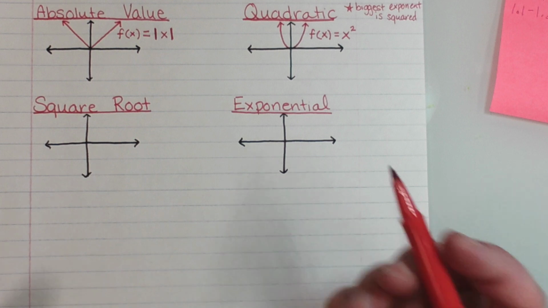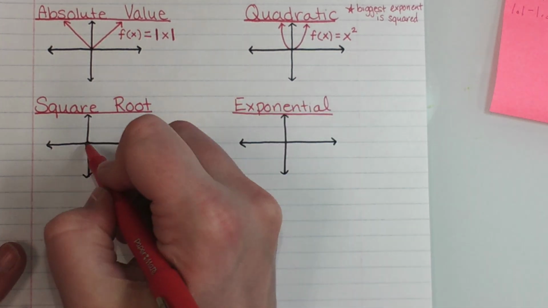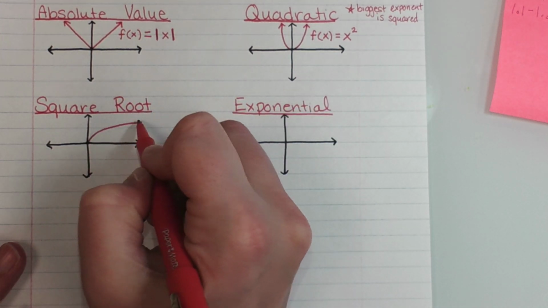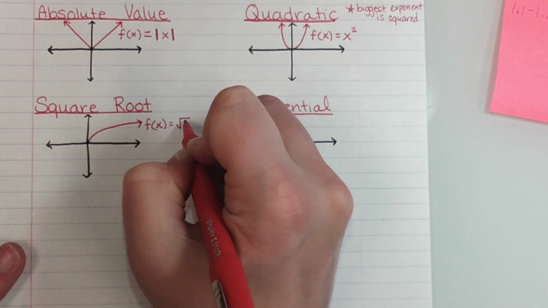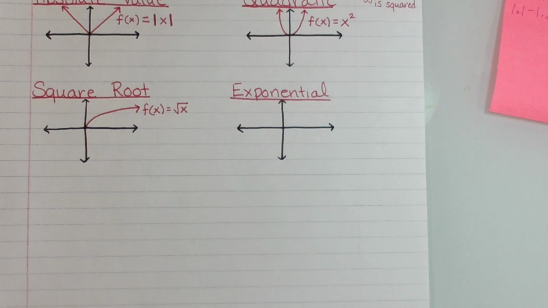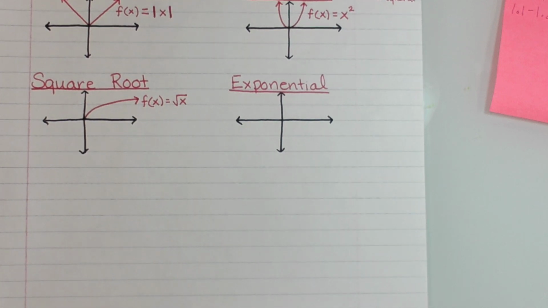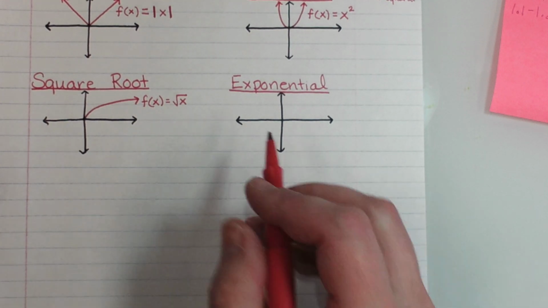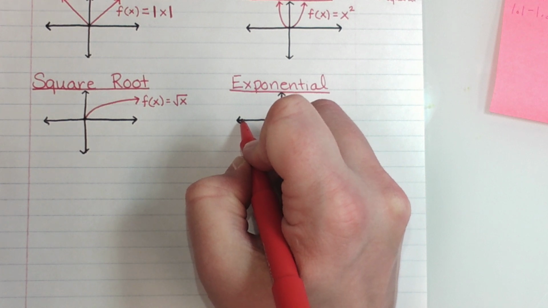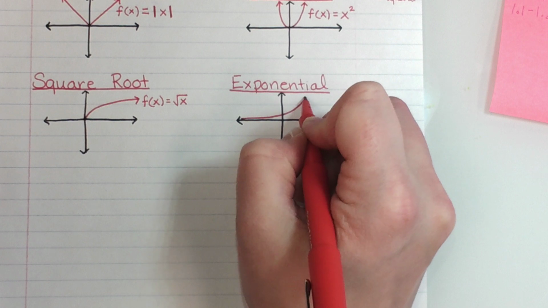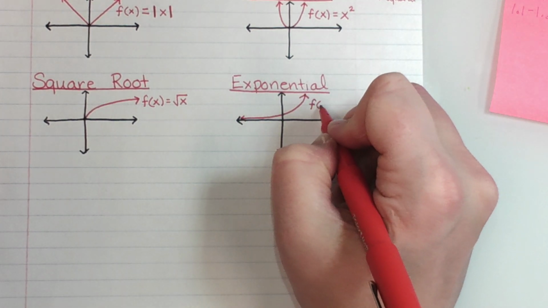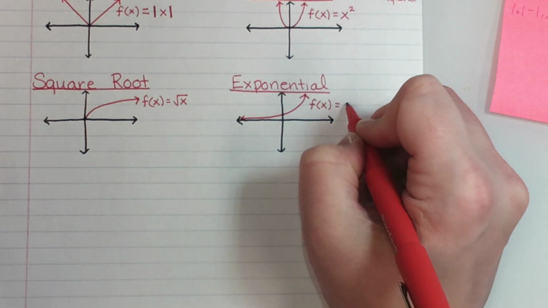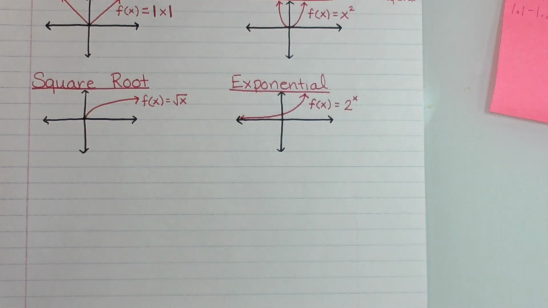The square root family starts at 0, 0 and kind of arcs off as you go to the right. It is f of x is equal to the square root of x. The exponential family starts just barely above the x-axis on the far left, and it kind of increases very quickly once you get past that y-axis. And it's f of x is equal to 2 to the power of x.